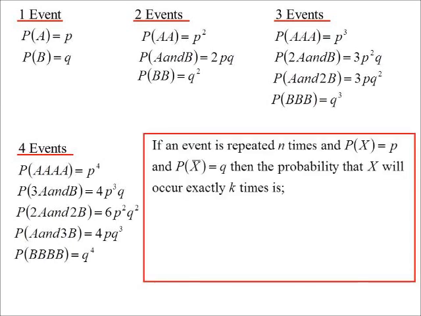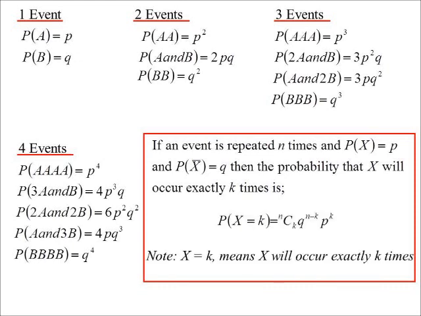So if an event happens n times, and we know the probability of it happening is P and the probability of it not happening is Q, and we want the event to happen exactly k times, there it is: nCk, the probability of it happening to the power of k, the probability of it not happening to the power of n minus k. Exactly the same as our general term in the binomial theorem. My notation when I do it is probability x equals k. It simply means that event x is going to happen exactly k times.